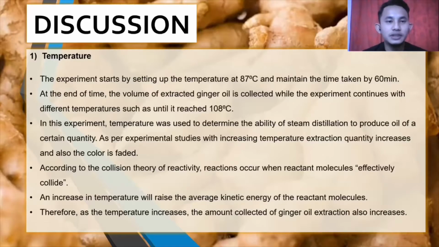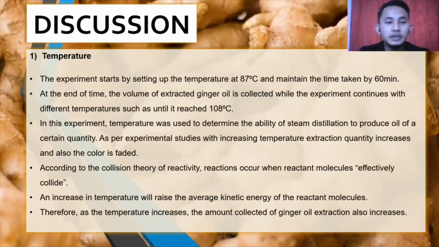Next, for the discussion, first we chose temperature to be the manipulated variable of the first experiment. So the experiment starts by setting the temperature at 87 degrees Celsius and maintaining the time taken. At the end of the time, the volume of extracted ginger oil is collected, while the experiment is repeated with different temperatures until it reaches 108 degrees Celsius.